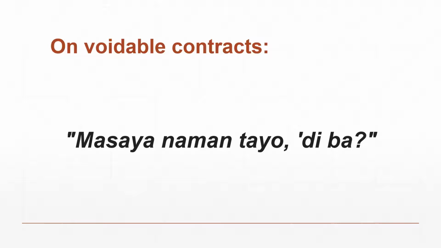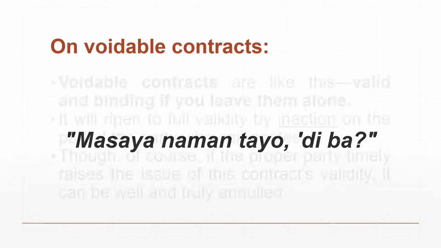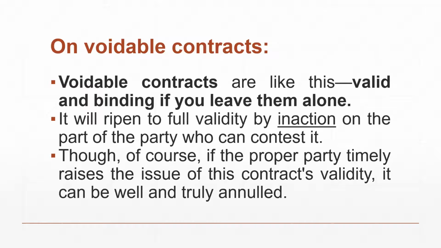Now, what is the connection of that to voidable contracts? You see, this is how voidable contracts work. Voidable contracts are valid and binding until annulled. If you just leave, the voidable contract is valid. It binds the parties. In order to assail a voidable contract, you have to file an action for annulment, which we'll be going into later.